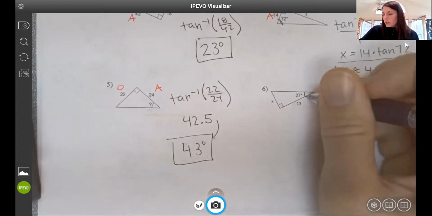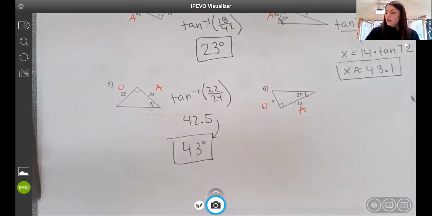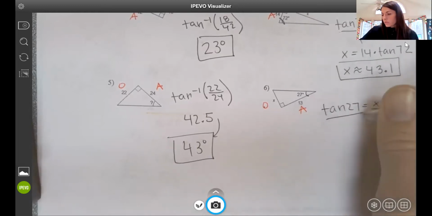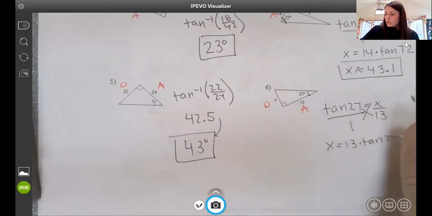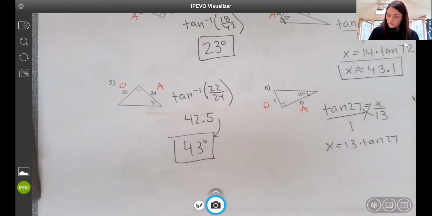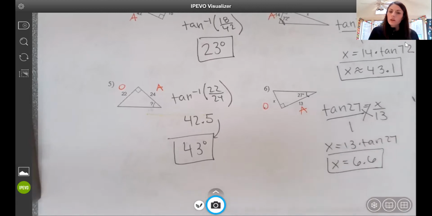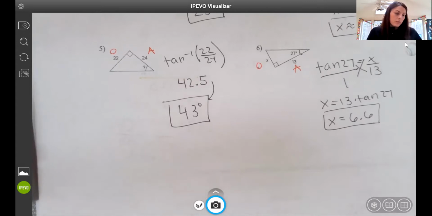Okay, I have my angle, I'm missing a side, a lot of tangent here. I again have opposite and adjacent, so this is regular trig. The tangent of 27 equals x over 13. Cross multiply, x equals 13 times the tangent of 27. Gives me 6.6 for that missing side. Okay, and I'll scan these in afterwards too if you want to look at them.